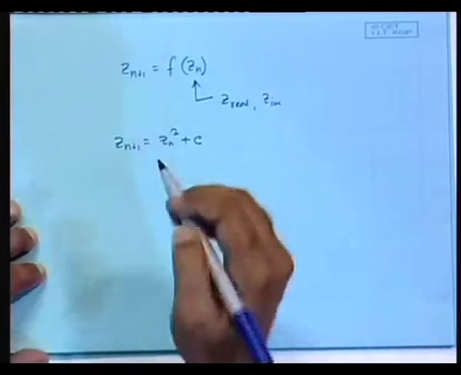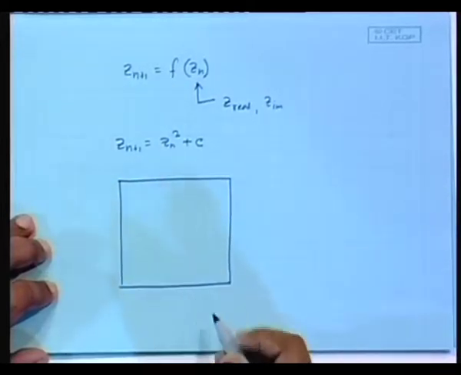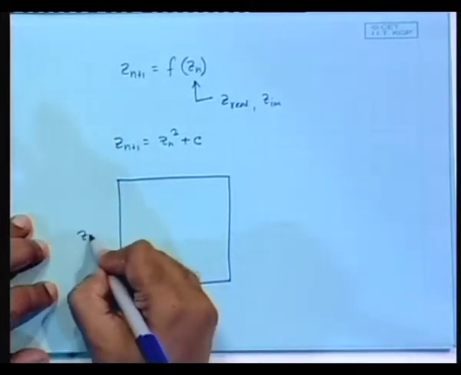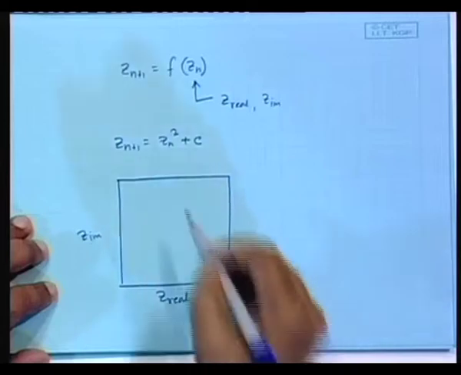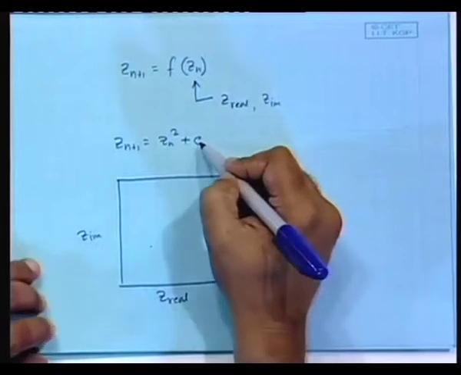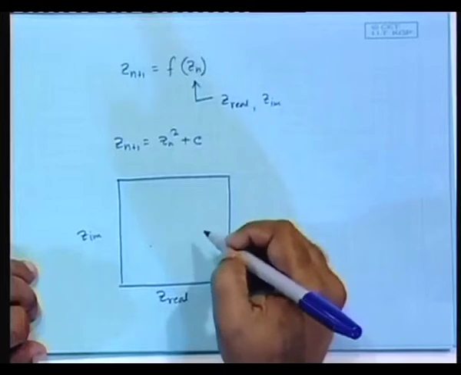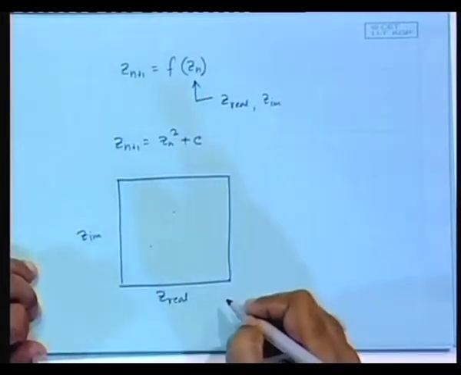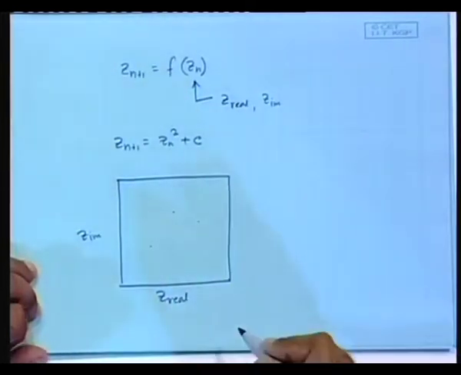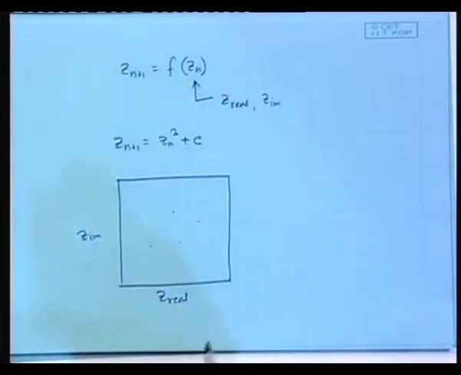So you might say that now I have the complex plane here, where this is z real and this is z imaginary, and the starting point z n is here. Then if you know the value of c, you can obtain, by computing this, the z n plus 1. If you know z n plus 1, if you know c, you can compute z n plus 2. z n plus 2 gives z n plus 3, and so on and so forth. You have got a dynamical system.